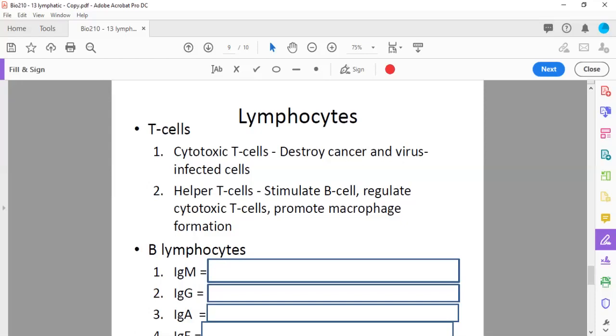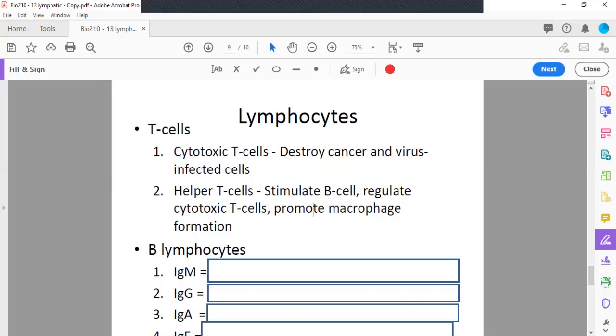Now, when it weakens our immune system, any type of infection can cause us to succumb to it, which means we can die from the simple cold. So for that reason, when you think of the lymphocytes, you want to think of the helper T cells and the cytotoxic T cells for the scope of my class. And so let's move on to the B lymphocytes.